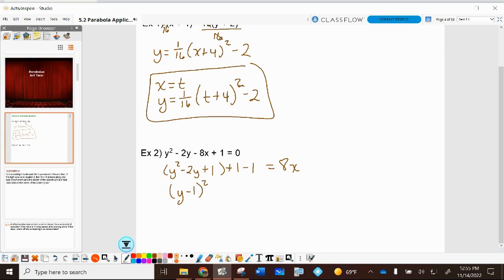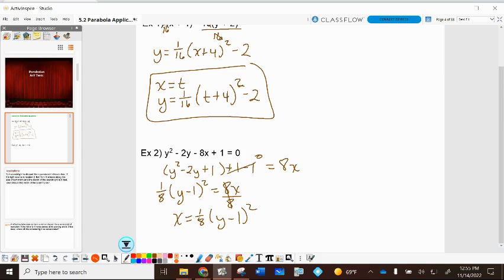That's going to give me y minus 1 quantity squared. Those cancel each other out. Okay, and so then that's going to give me equals 8x. Next step, I'm going to divide both sides by 8, which is the same as multiplying by 1/8. So that's going to give me x equals 1/8 y minus 1 quantity squared.